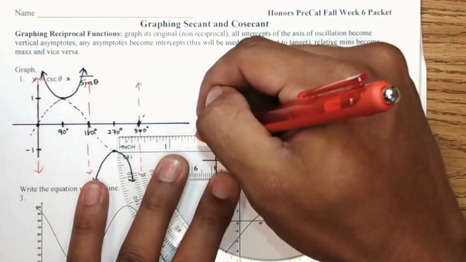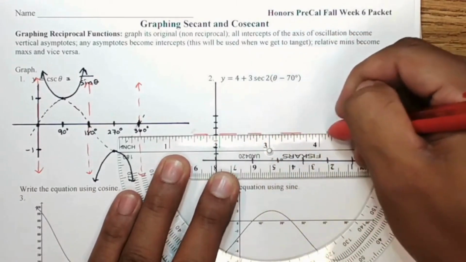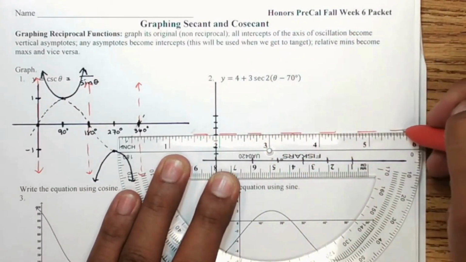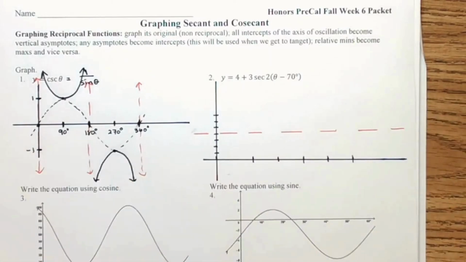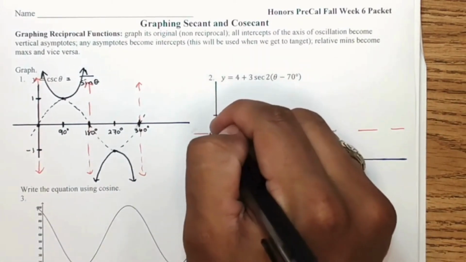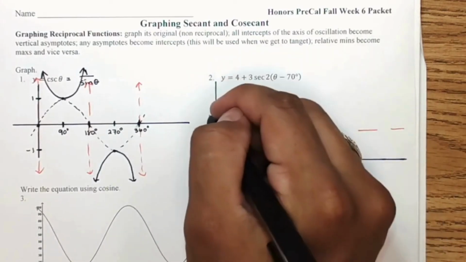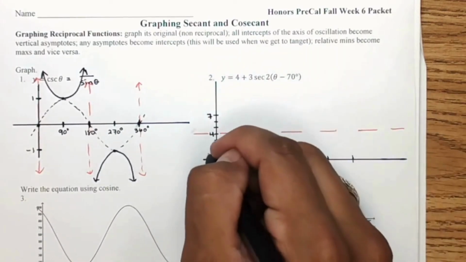Again, if you're the type of person that doesn't want to draw the middle, you don't have to. But it's going to be helpful to see where your middle is, for the sake of graphing. So that's at 4. My amplitude is 3. So I'm going to go up 3 to 7 and down 3 to 1.